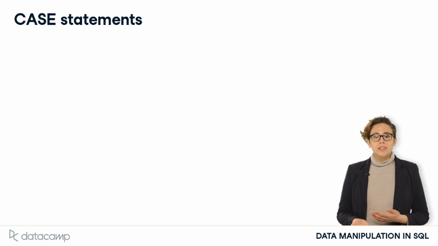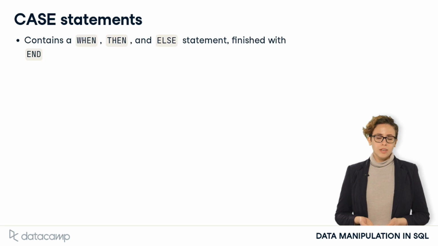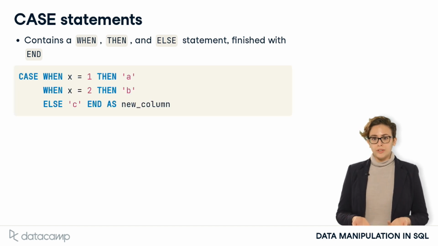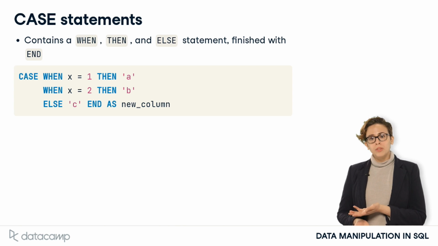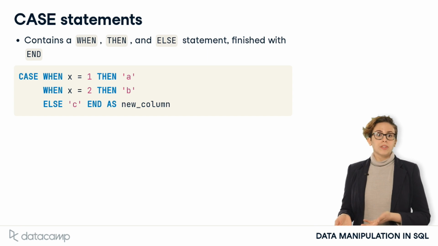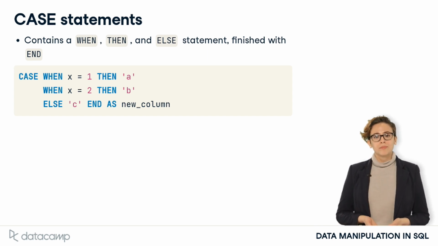Case statements are SQL's version of an if this, then that statement. Case statements have 3 parts: a when clause, a then clause, and an else clause. The first part, the when clause, tests a given condition, say x equals 1. If this condition is true, it returns the item you specify after your then clause. You can create multiple conditions by listing when and then statements within the same case statement.